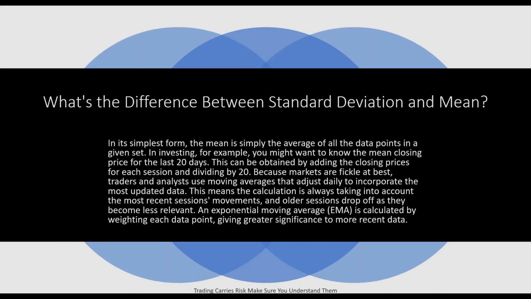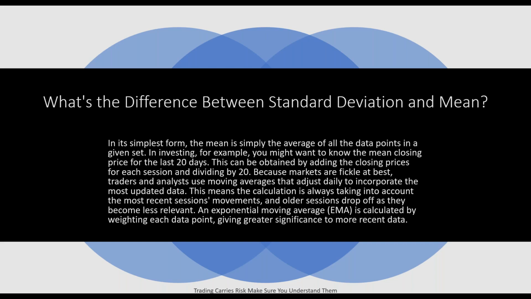So in its simplest form, the mean is simply the average of all the data points in the given set, or the moving average. In investing, for example, you might want to know the mean closing price of the last 20 days. This can be obtained by adding the closing price for each session and dividing by 20, just what we do for a simple moving average. Because markets are fickle at best, traders and analysts use moving averages to adjust daily or based on the time frame to incorporate the most updated data, because a moving average is always using the close of the most current point. You're looking at a 5-minute chart, it's the close of that 5 minutes.